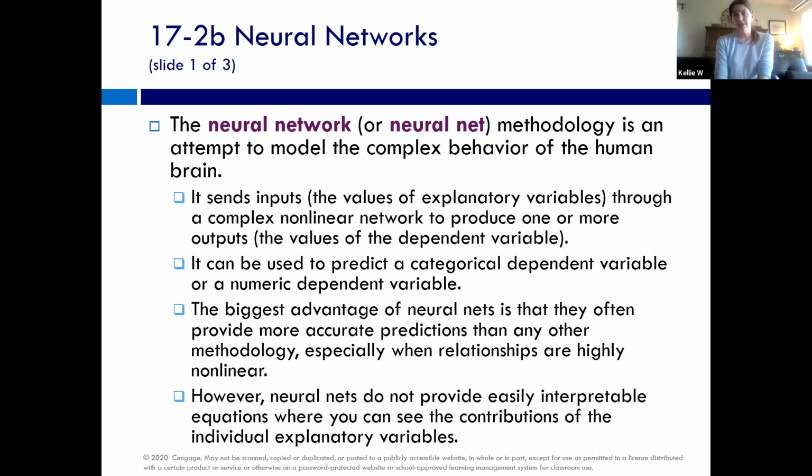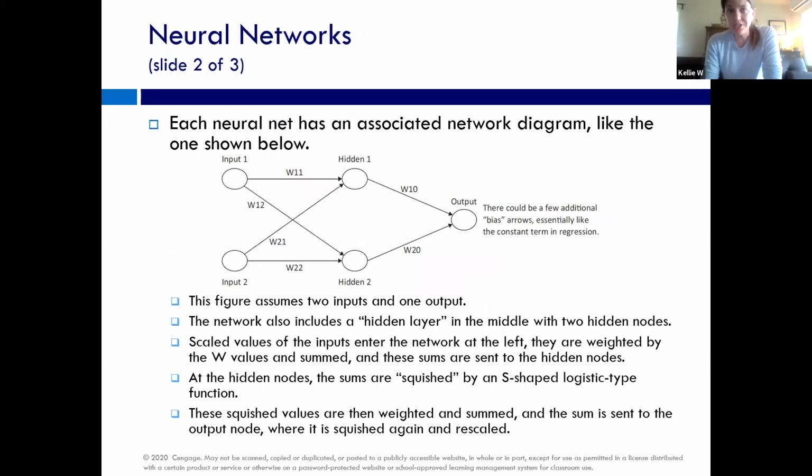Neural networks are fun. These attempt to model the complex behavior of the human brain. So they send inputs through a complex nonlinear network and it produces one or more outputs. These are used to predict categorical dependent variables or numeric dependent variables. They're generally very accurate. However, the equations are not easy to interpret. So each neural net has an associated network diagram, and this is a very simple one. In real life, these network diagrams are very complex, which makes them harder to interpret.